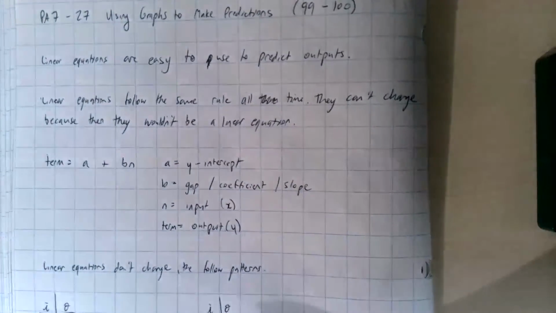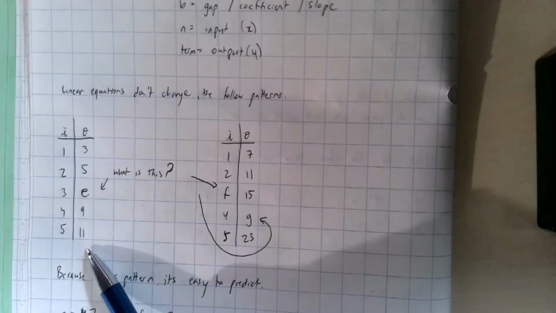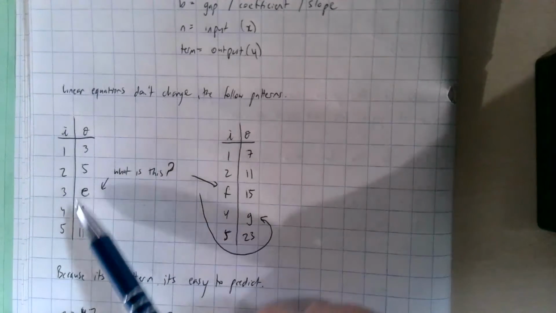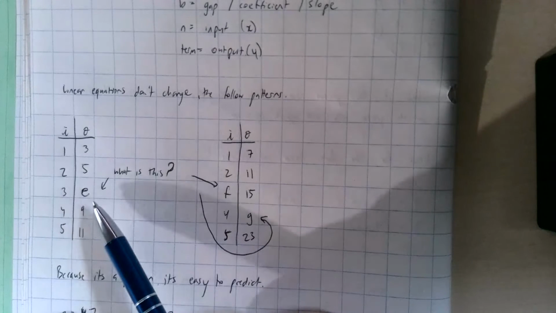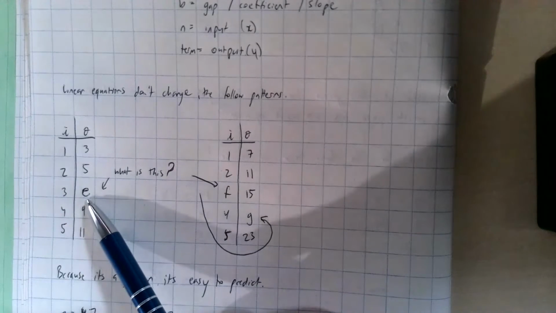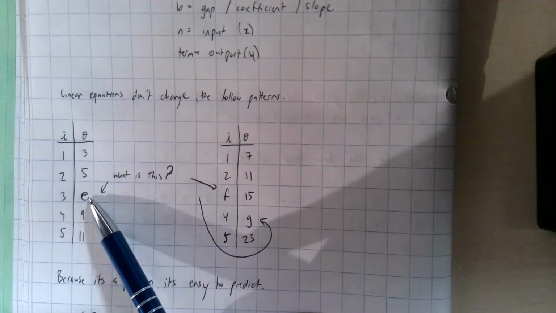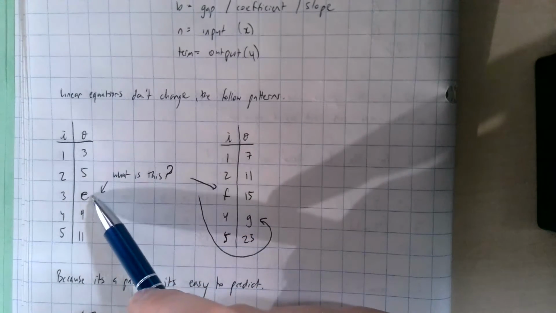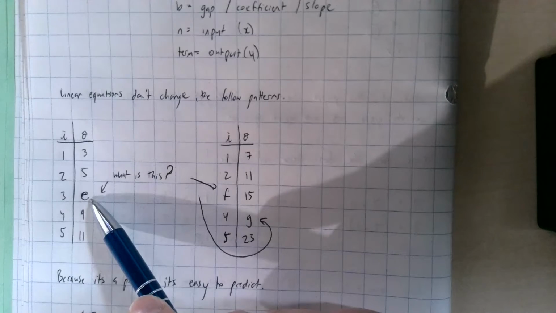y. Now the nice thing about linear equations is they never change, they always follow the same pattern. So I can put this t-table right here, and this is a linear equation. It's following a pattern, and you could fill in what the value of e is. So I have 1, 2, 3, 4, 5, and I have 3, 5, e, 9, 11. You could tell me what the value of e is fairly easily if you just look at the pattern. My gap is 2, so therefore my e is going to be 7.